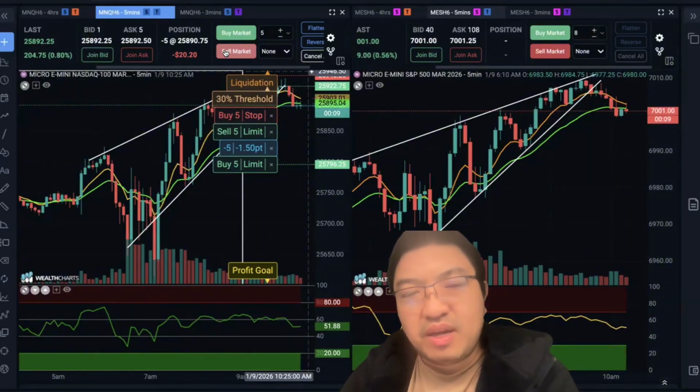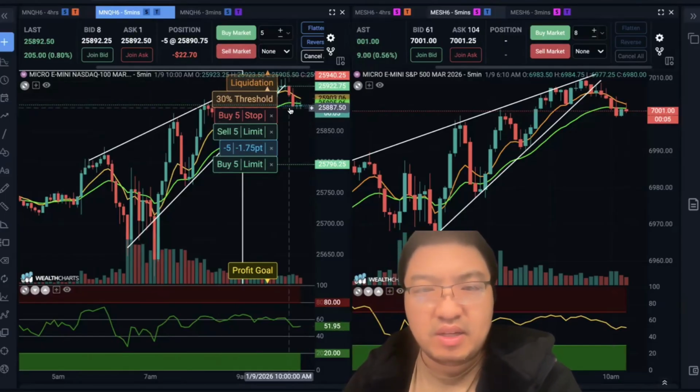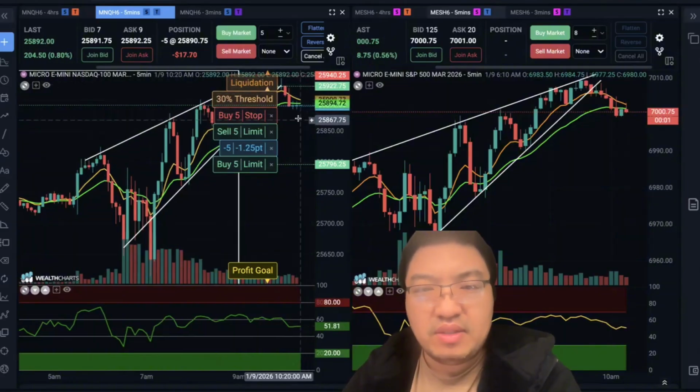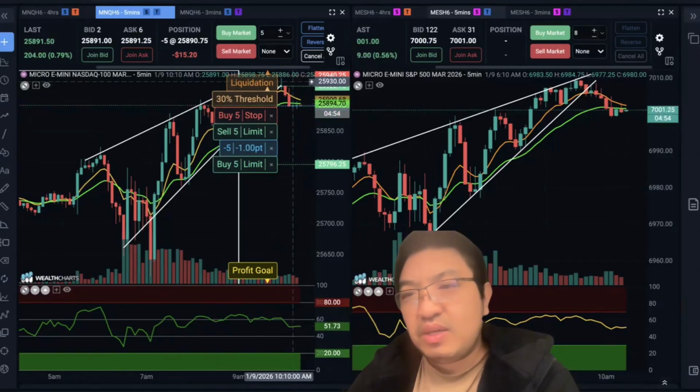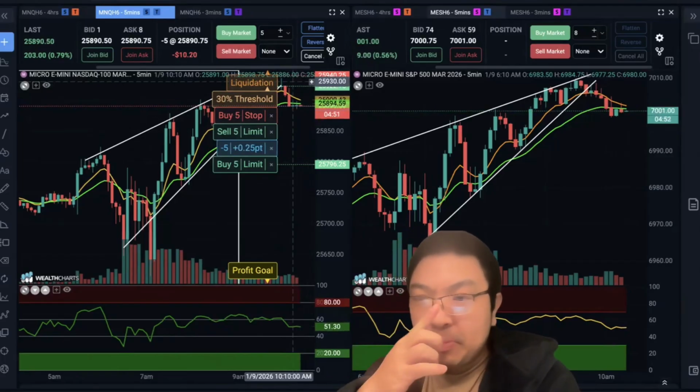If it's not continued up, then my hypothesis that it's continued down is correct. If that gets validated, then we'll increase position. But does not look good.